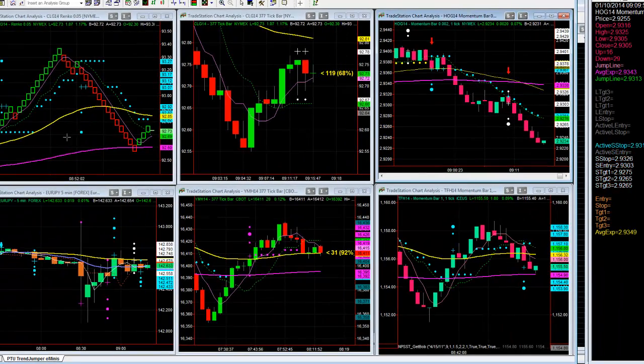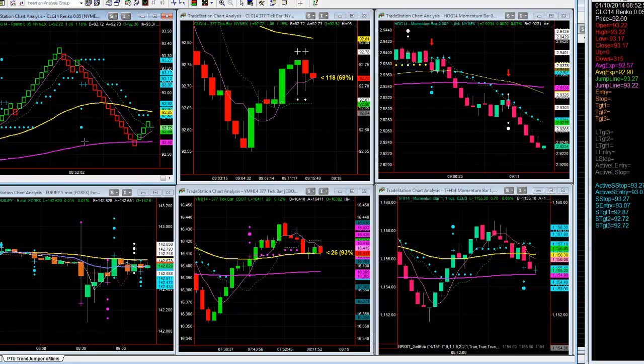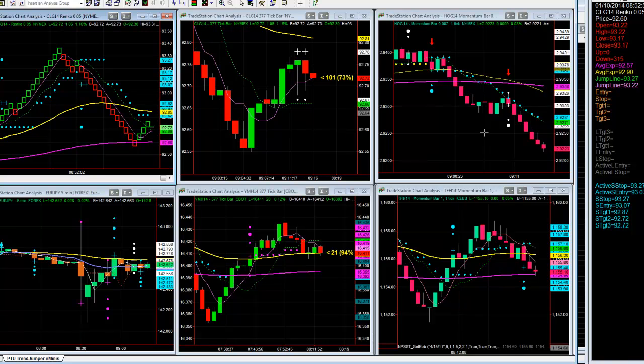Here's our Renko chart. So I don't need to dwell on what's going on here. I can see the stop hasn't moved. It's easy for me to focus on other things, and my trade is completely managed. I don't have to worry about it. I don't have to think about it.